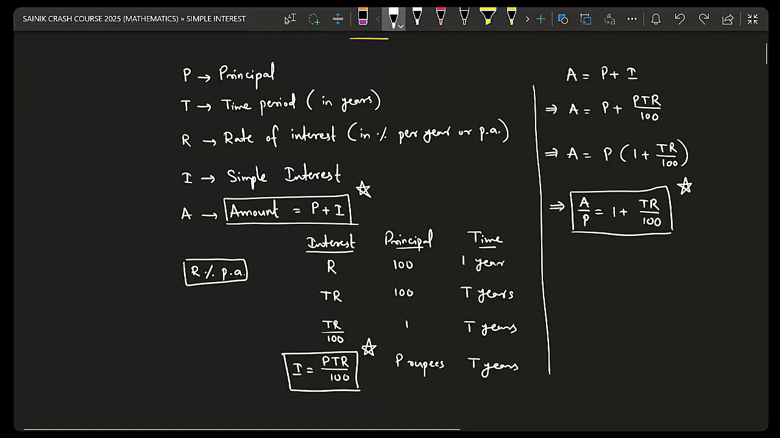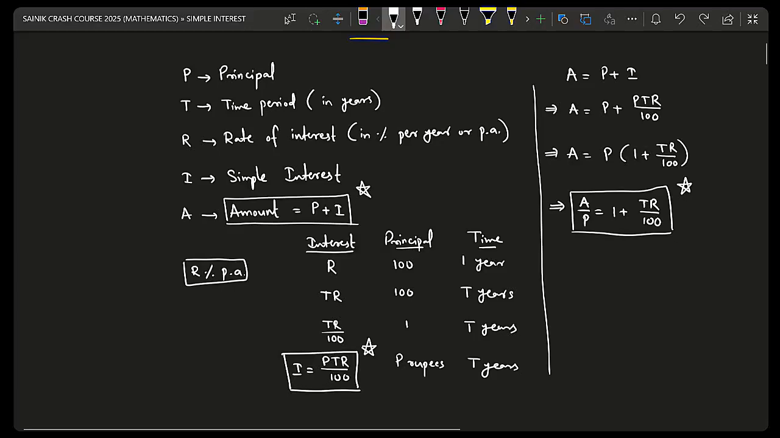Mayuk? Sir, you told one interest is out of that syllabus. What is it? Yeah, that is compound interest. Interest is of two types, simple interest and compound interest. But compound interest is not there in 6th level, it's there in 9th level.